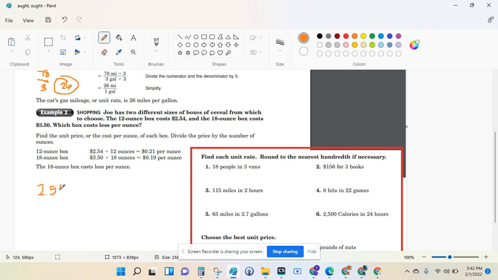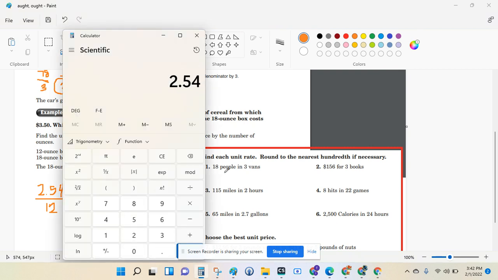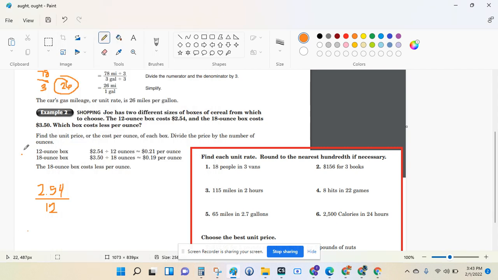So you're going to say $2.54 divided by how many ounces are in a box. Divide the price by that. Turn it into a fraction. So 2.54 divided by 12 gives us a big number. We're going to round it to the hundredth place, so the second decimal place. If we look to the one behind it, that's going to become 0.21, or 21 hundredths, or 21 cents. So it's 21 cents for every ounce.